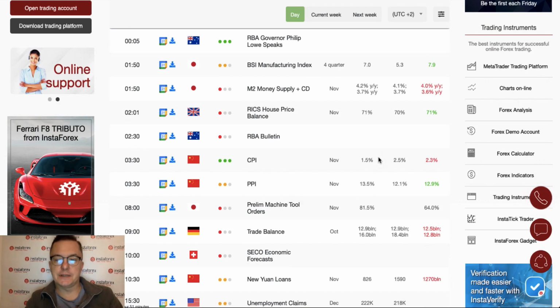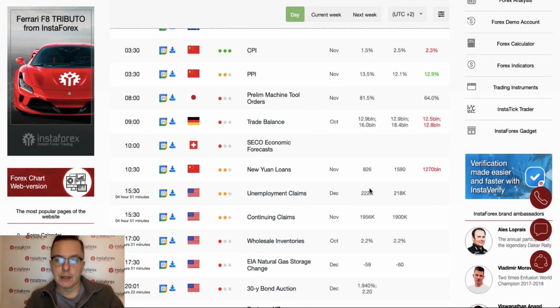Overnight, we got important data from China. The CPI and PPI data were released at 3:30 in the night, and the CPI didn't beat the expectations, because the actual reading was 2.3%, while the expectations were 2.5%, and the previous reading was 1.5%. Nevertheless, the consumer price index is increasing, and the producer price index has beaten the expectations of 12.1% with a 12.9% actual reading. However, it's still below the last month's reading of 13.5%.